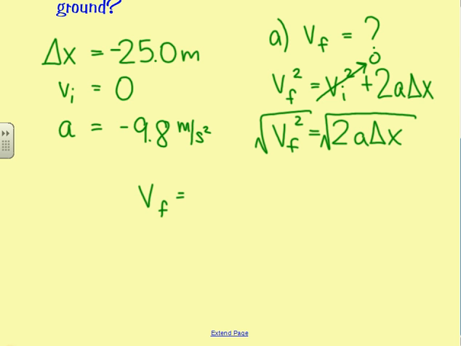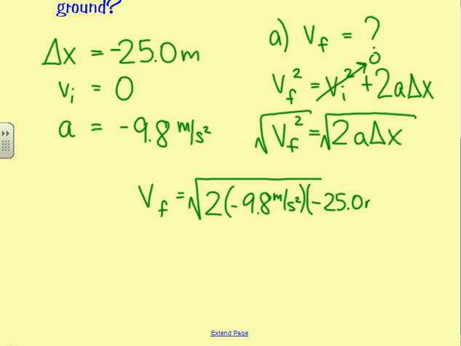So V final is equal to the square root of 2 times negative 9.8 meters per second squared times negative 25 meters. Now, one thing to point out, it's not uncommon for people to forget that negative sign in front of the 25. But if I had forgotten that negative sign in front of the 25, I'd end up with a negative under my radical. We know that's not possible.